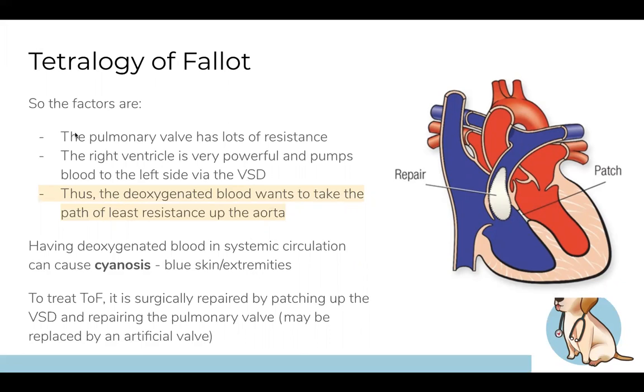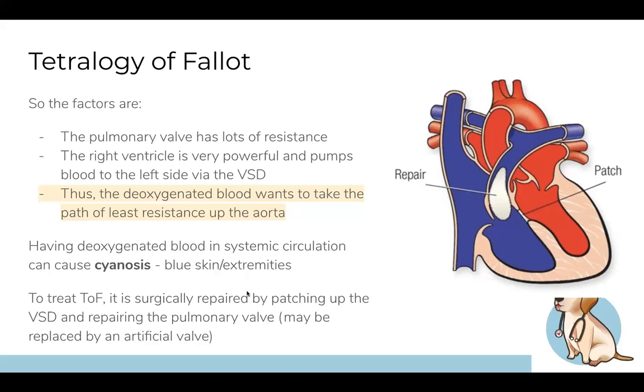So your main factors are your pulmonary valve has lots of resistance. Therefore, your right ventricle has to be very powerful to pump blood through there. But because it's so much more powerful than the left side, it can pump blood into the left side via the septal defect. Once it's on that side, it will take the path of least resistance up the aorta. Hopefully that makes sense. It's exacerbated by the fact you have right ventricular hypertrophy. And having that in systemic circulation will cause cyanosis. So tetralogy of Fallot, you have cyanosis. Atrial septal defect, acyanotic.